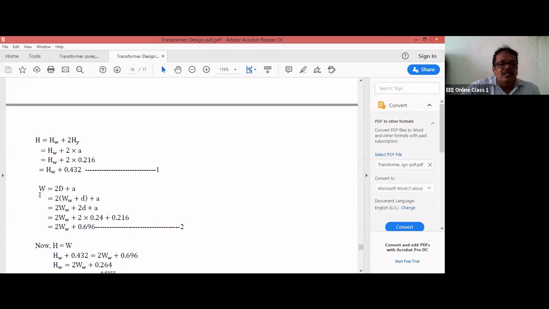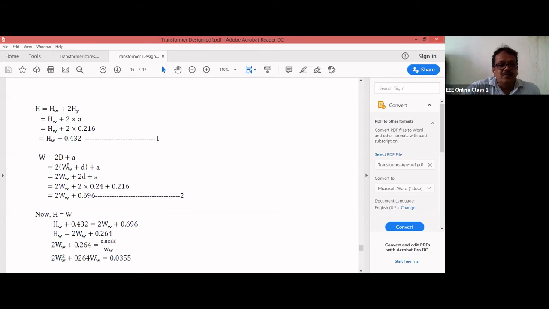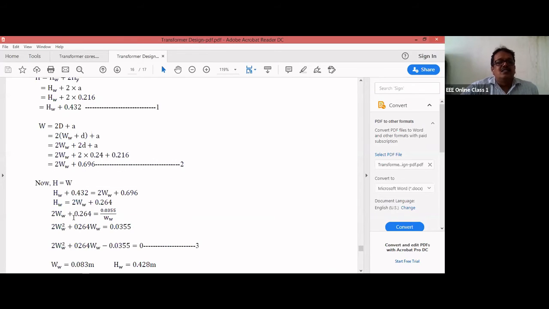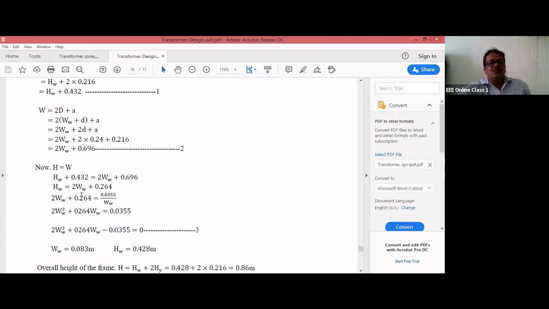Take the equation 1. Take the second equation, W is equal to 2D plus A. Then substitute for A. D is nothing but WW plus D. And you calculate here, substitute and calculate: 2WW plus 0.696. This is equation 2. But H is equal to W. So equate equation 1 and 2. HW plus 0.432 is equal to 2WW plus 0.696. So HW is equal to 2WW plus 0.264, just simplify this one.